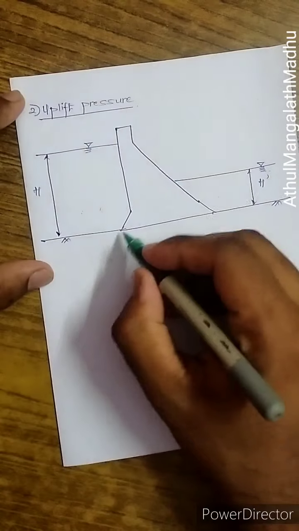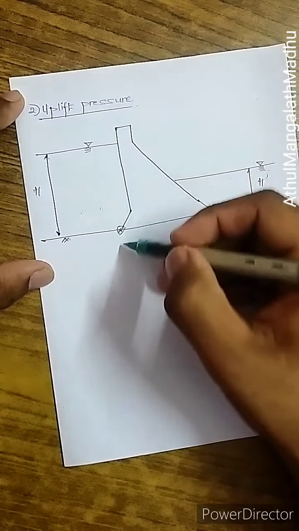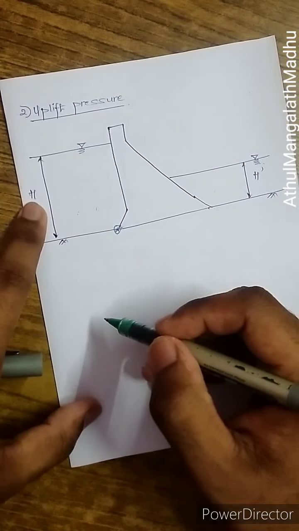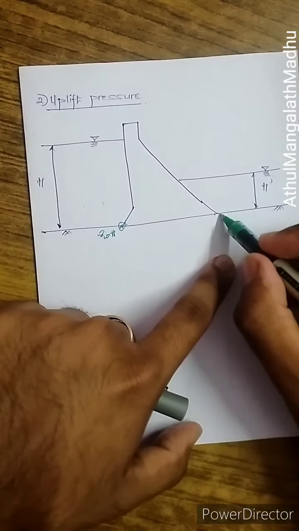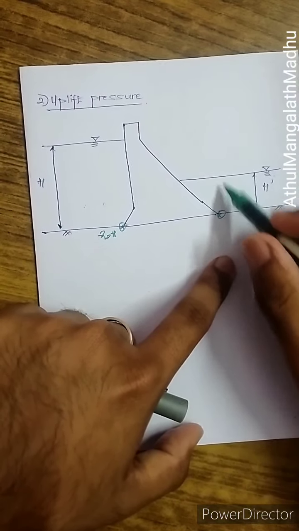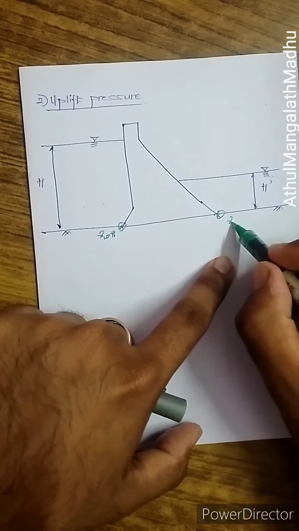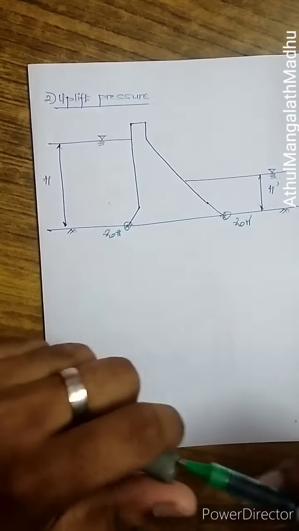So if I take any point here, that point will have a total height of water h. So the pressure there will be gamma w into h. Similarly, if I take a point here, there the height of water is h dash. So the water pressure will be gamma w into h bar.